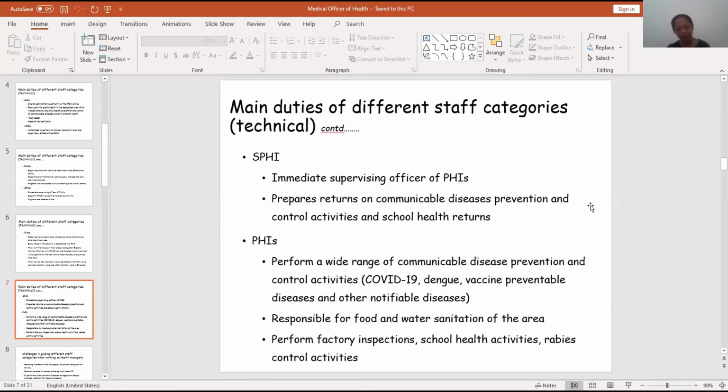Then there is the SPHI. He is the immediate supervisor of the PHI, and he has to prepare a lot of returns and maintain a lot of records in his office. And then PHIs, Public Health Inspectors. Usually, one Public Health Inspector is allocated for around 10,000 population. So he has to perform a wide range of communicable disease prevention and control activities. And he is responsible for the food and water sanitation of his area. And he has to perform factory inspection, school health activities, and rabies control activities.